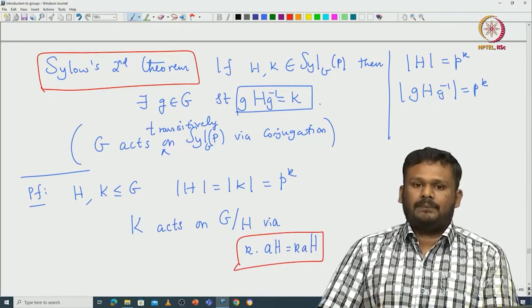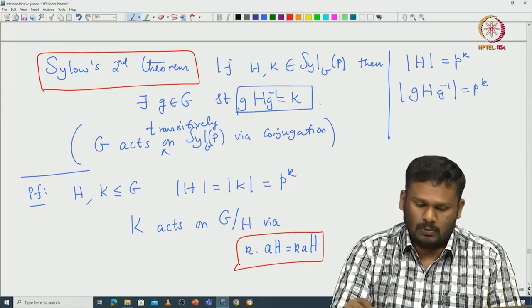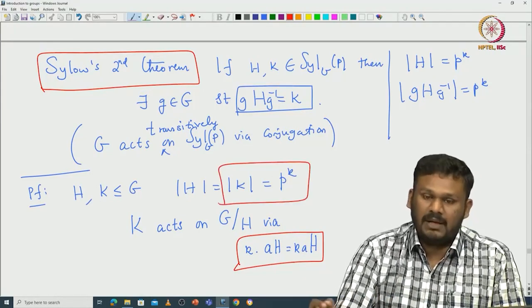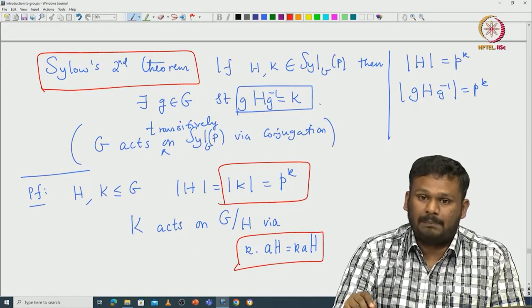But note that K is a Sylow P subgroup. In particular, its order is P power K. So in particular, it is a P group.